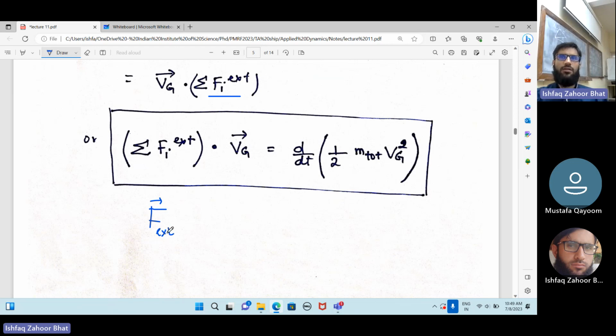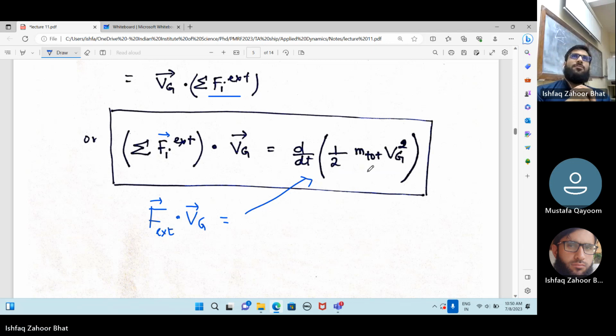You sum every external force which is acting on the system. Maybe F1 external is acting on the first particle, F2 external on the second. You vector sum all those external forces, so you will get the net external force acting on the system. Dot it with the velocity of the center of mass, and this is nothing but the rate of change of kinetic energy of the center of mass. Okay, so this is the expression.